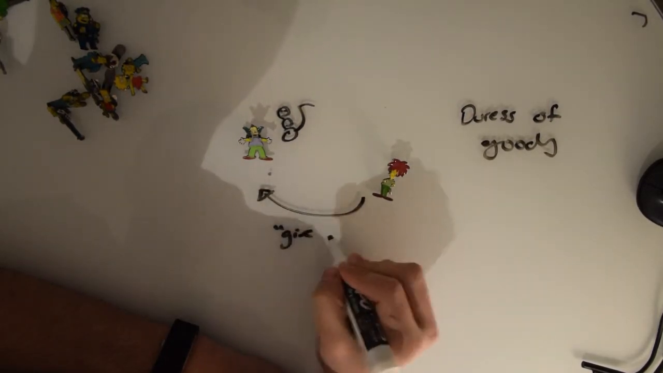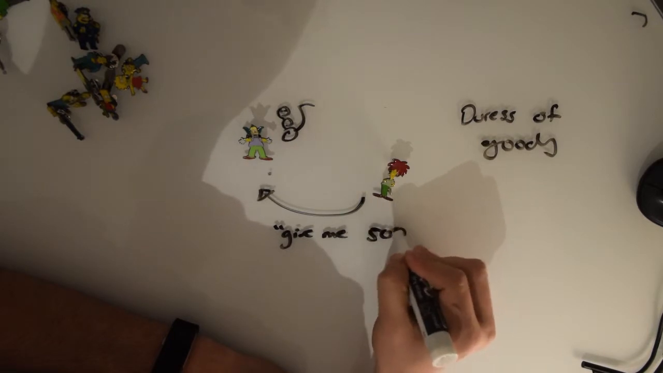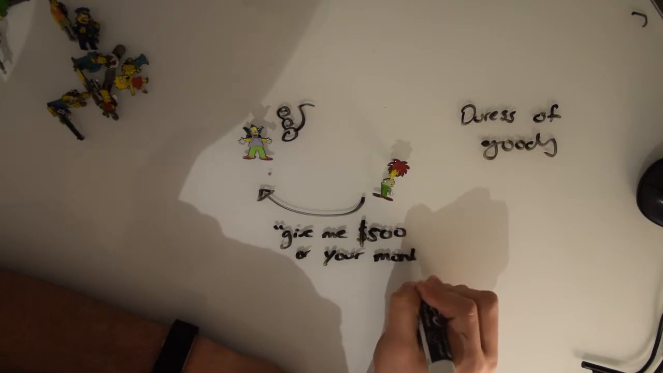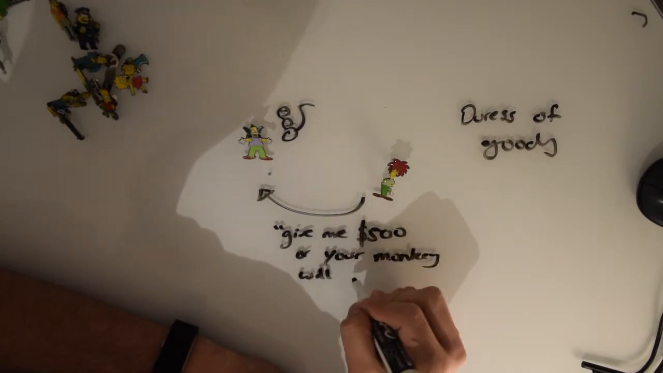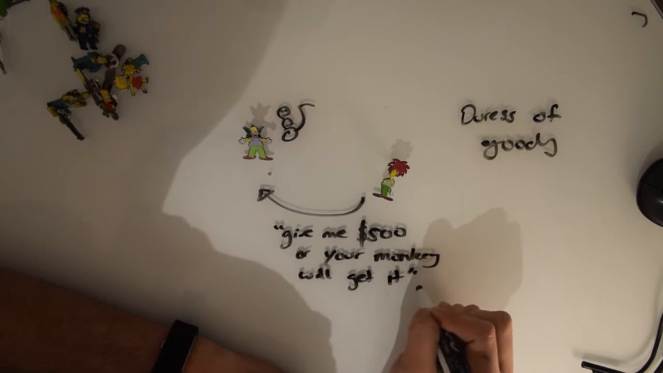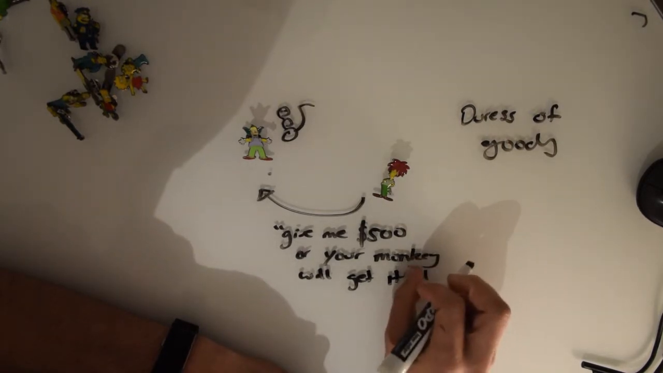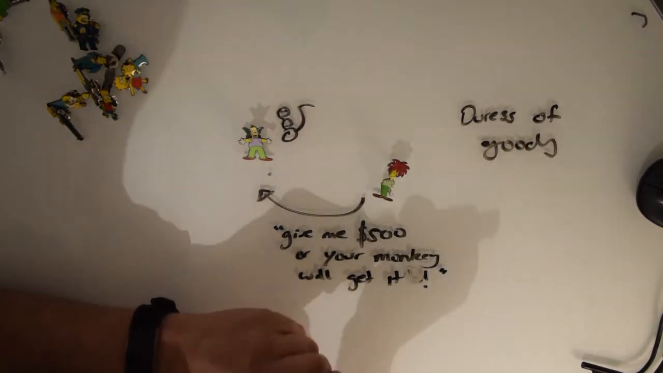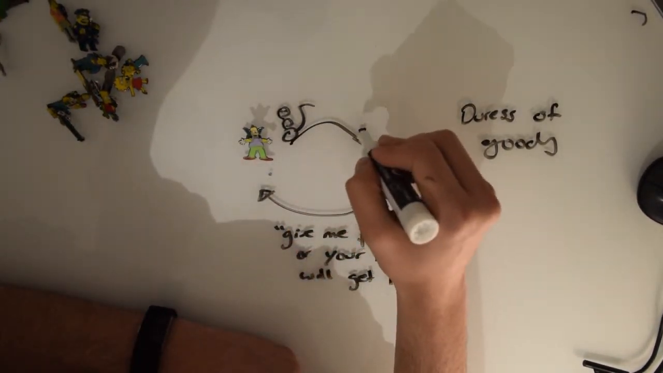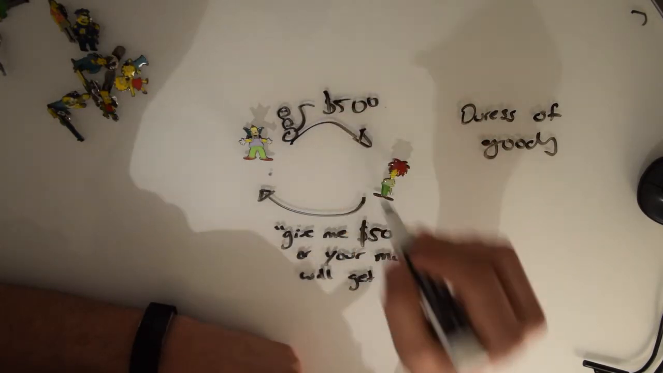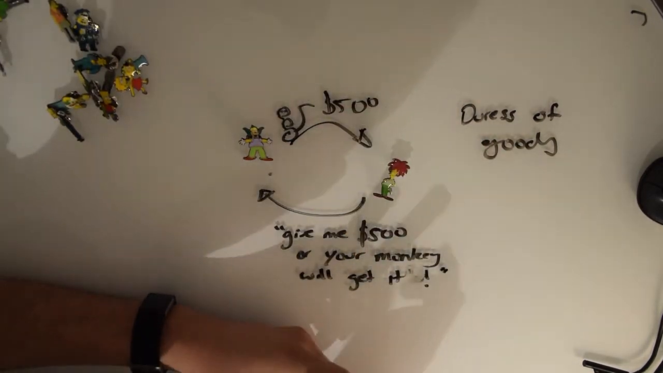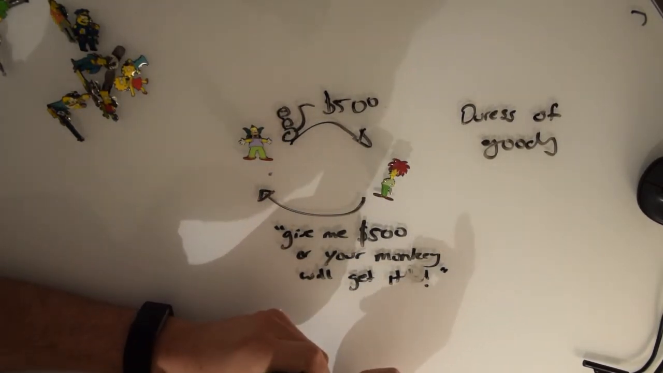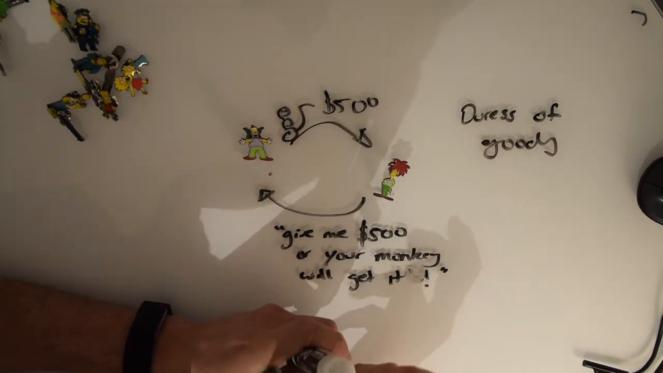give me $500 or your monkey will get it. A direct threat made. So in return, Krusty gives him the $500. Now, this would be considered duress of goods. So this involves the unlawful taking, detention, damage, destruction of a person's goods.